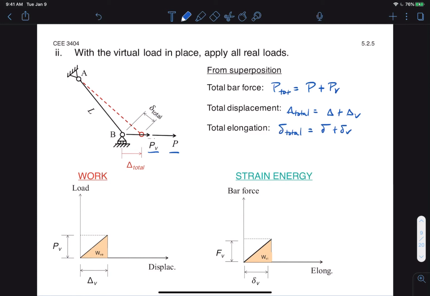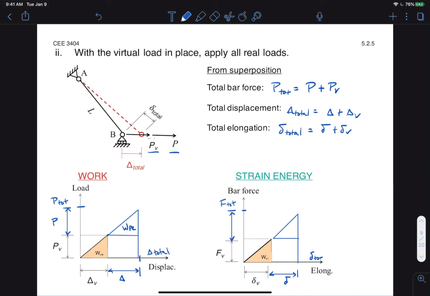Graphically, what this means is that we take the triangles of the real system and we just add them on top of the triangles for the virtual system. So as we apply P to the virtual system, the structure will displace further, again linearly, to the point delta total. And that will occur by a change of delta. Similarly, the final force will be P total, and the change in force will be P. And from the real system, we know that the area of that top triangle is W sub PE. Now we can follow a similar exercise with the internal loads to get the following graph, and we know that the area of that top triangle is W sub PI.